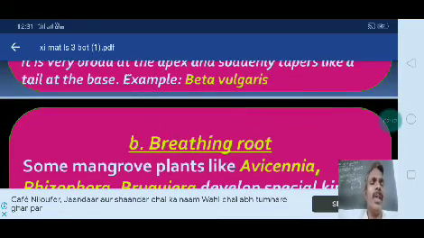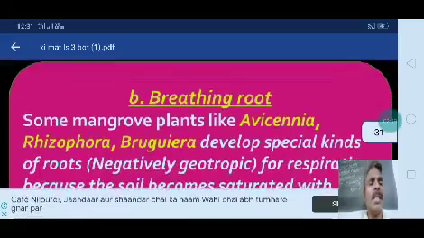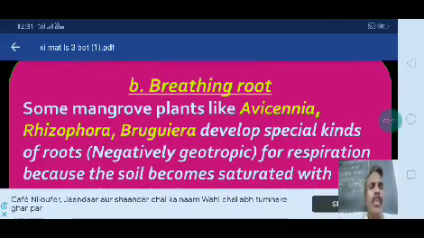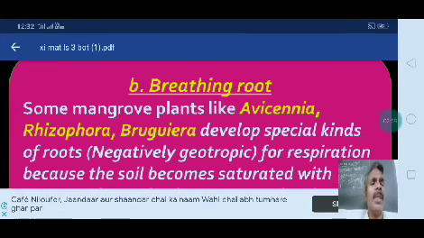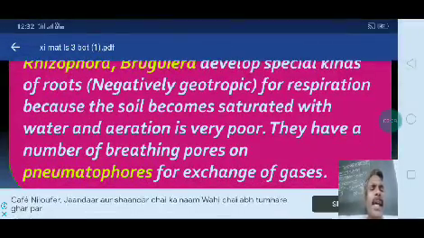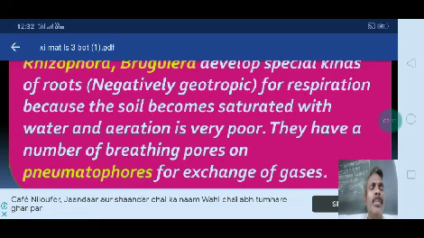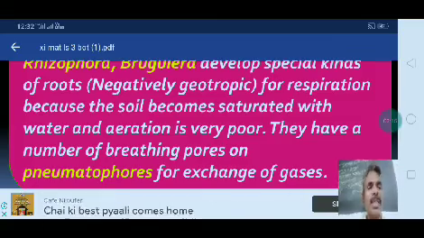Then breathing roots. Apart from these three kinds of root system, breathing roots are also present. A good example is Avicennia. Some mangrove plants like Avicennia, Rhizophora and Bruguiera develop special kinds of root system. These are negatively geotropic. They are above the soil level, protruding. That type of root system occurs in these plants for respiration, because the soil becomes saturated with water and aeration is very poor. They have a number of breathing pores called pneumatophores for exchange of gases.